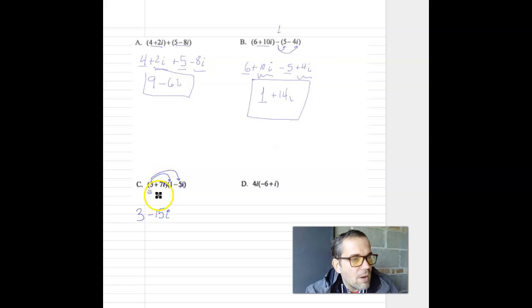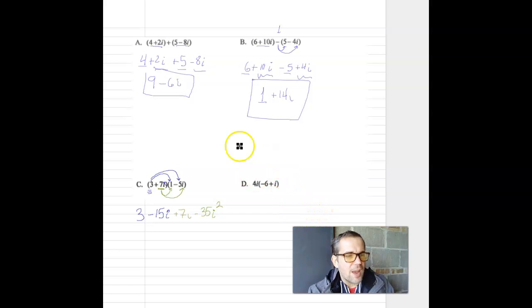All right, so 3 times 1 is 3. 3 times -5i is -15i. Moving on to the next number in the parentheses, 7i times 1 and 7i times -5i. So 7i times 1 is just a 7i. And 7i times -5i is -35i squared.